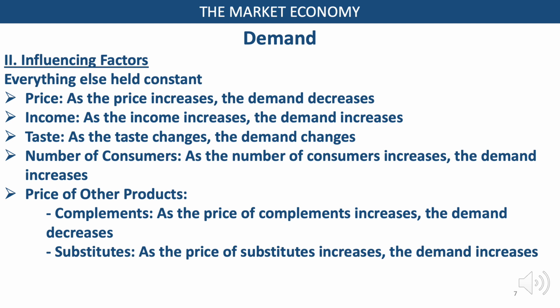When we have a higher number of consumers, it means you will need more products, therefore the demand will increase. The price of other products. Now, what we mean by other products is that we can have either a complement of a product or a substitute of a product. A complement is something which complements the main product.